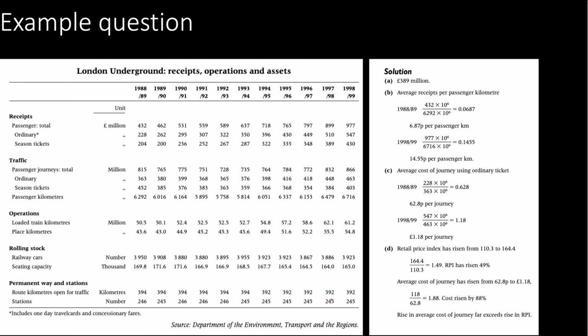Okay, here is the solution. The first question, part A, asks us, what were the London Underground receipts for the season tickets in 1997 to 1998? The first thing we would do is search for 1997 and 1998. Once we found 1997 to 1998, we would look for season tickets, which is over here. Thus, we get 389. However, we cannot write just 389 because we are given a unit of 389 million over here. We must mention the units or it can be marked as incorrect.